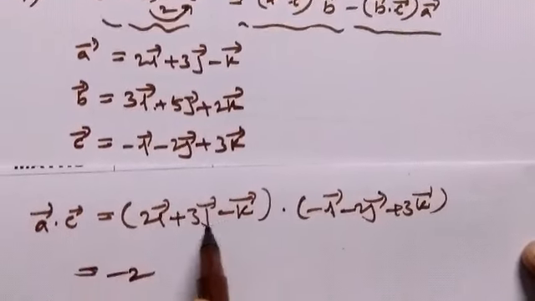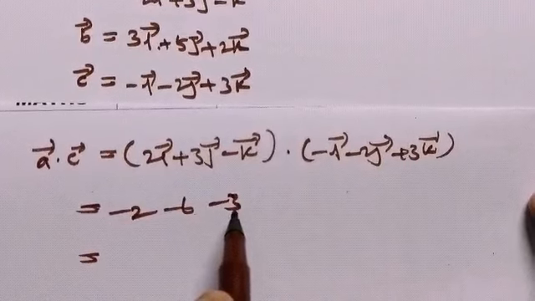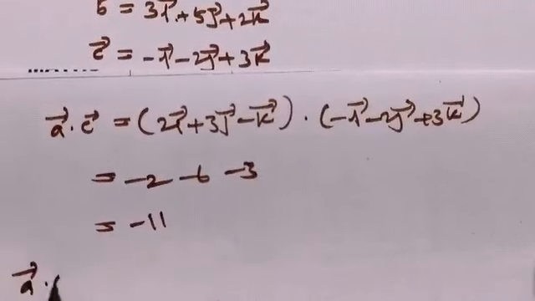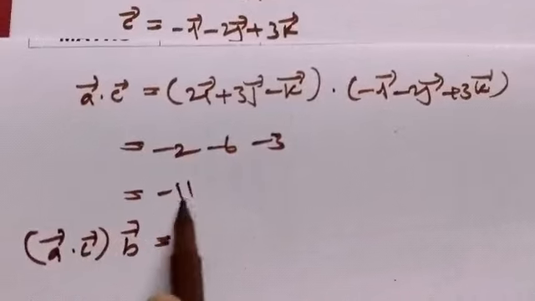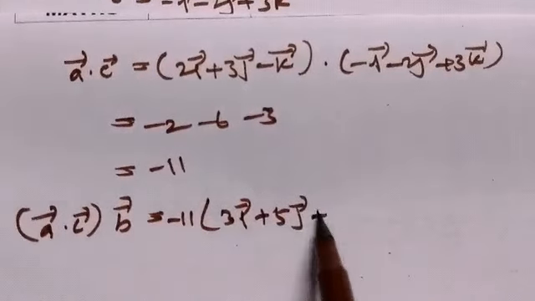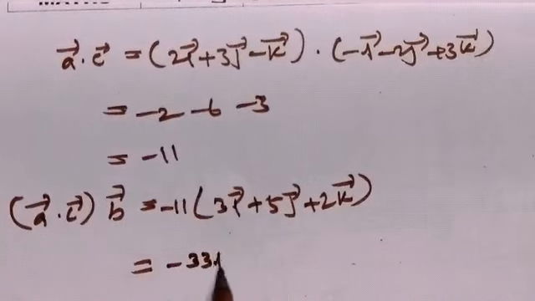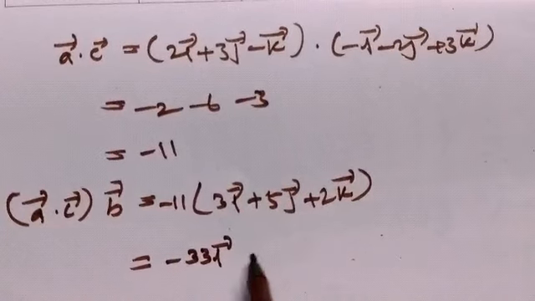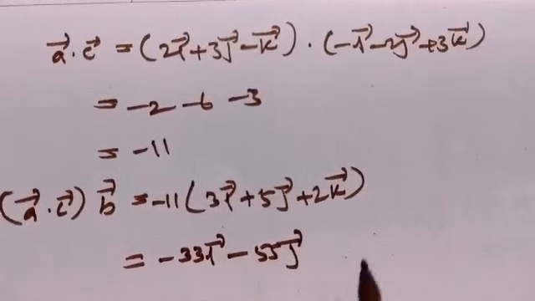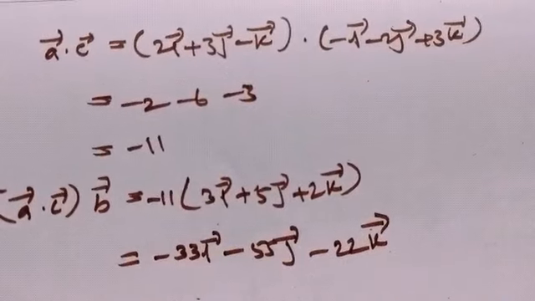So b equals 2 into minus 1 minus 2, 3 into minus 2 minus 6, minus 1 into 3 minus 3, a equals minus 2 minus 6 minus 3, which is minus 11. Next, a vector dot c vector into b vector. So a dot c is minus 11, into b vector, which is 3 i vector plus 5 j vector plus 2 k vector. So minus 11 into 3 is 33 i vector, minus 11 into 5 is minus 55 j vector, and minus 11 into 2 is minus 22 k vector.